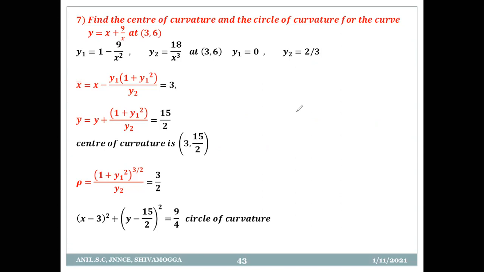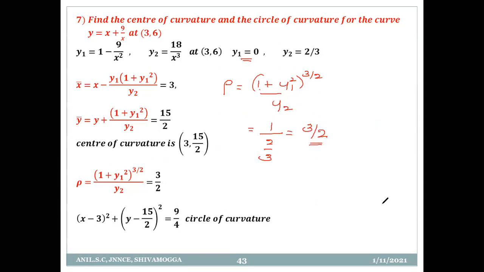Now, using the center of curvature, we find the circle of curvature. To find circle of curvature, a radius is to be determined first. Radius is given by 1 plus y1 square whole power 3 by 2 divided by y2. This is equal to 1 plus y1 square, but y1 is 0. Therefore, 1 plus 0 is 1. 1 power 3 by 2 is 1 divided by y2 is 2 by 3. Therefore, this is equal to 3 by 2.